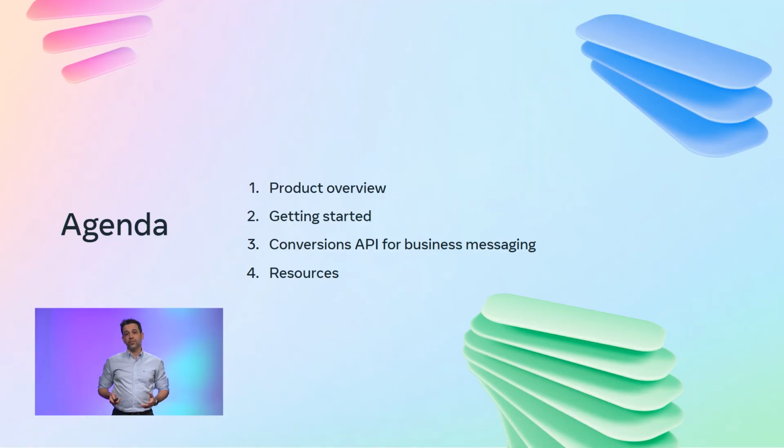Now, let's take a look at the agenda for this training. The agenda for this session is composed of 4 parts. First, we'll start with an overview of this new optimization model. Then, I'll show you how to get started. We'll use WhatsApp as an example, but the basics also apply to Messenger and Instagram, as we'll see.